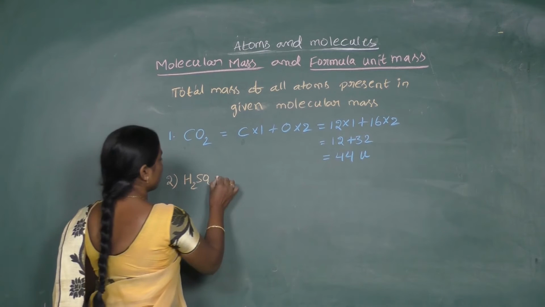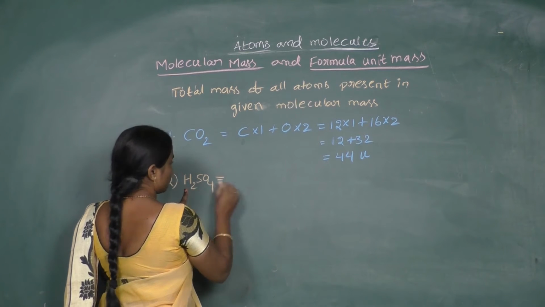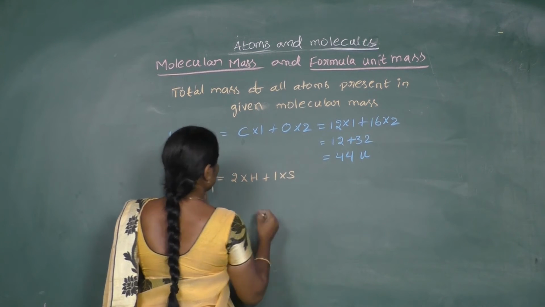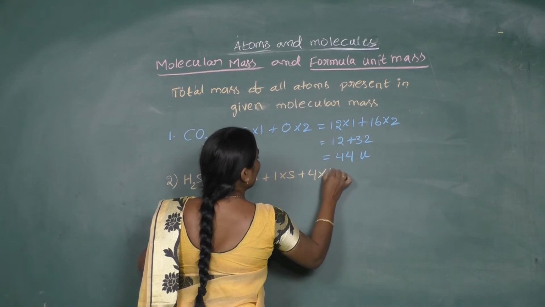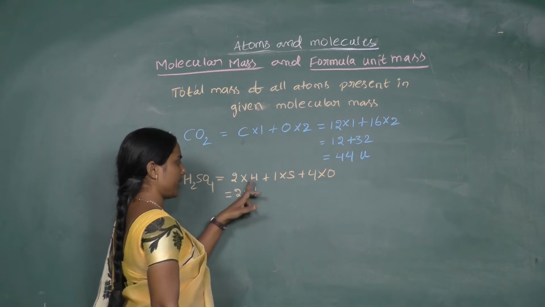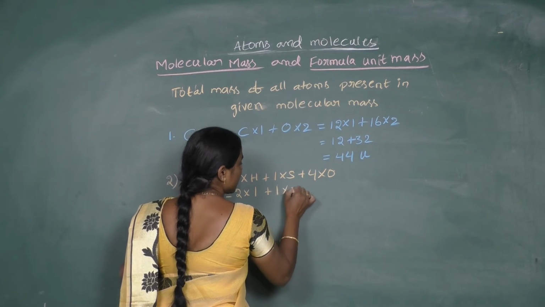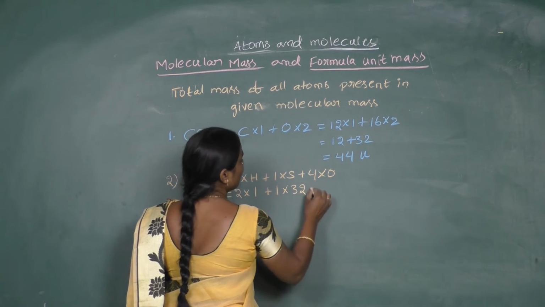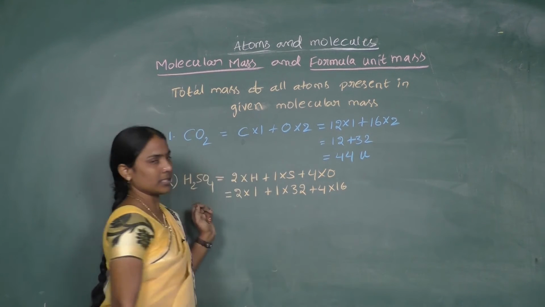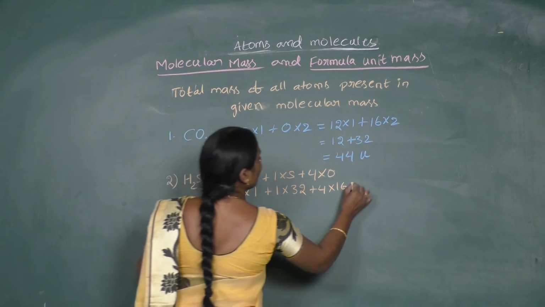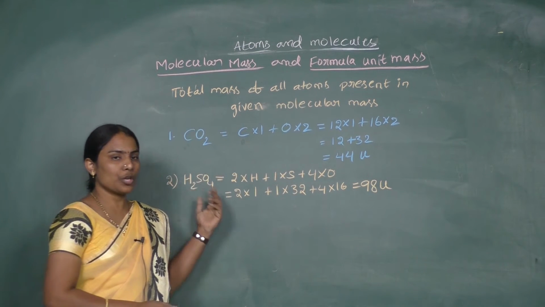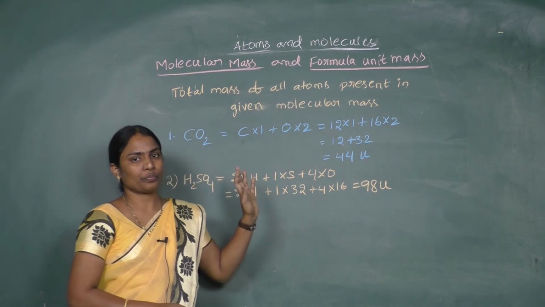To calculate the mass of sulfuric acid, you have two atoms of hydrogen, then one atom of sulfur plus four atoms of oxygen. Each atom of hydrogen has a weight of 1, plus one atom of sulfur which has a weight of 32, and four atoms of oxygen, each with a weight of 16. Putting together, the whole mass will exactly make 98. So the mass of H2SO4 is 98 u.